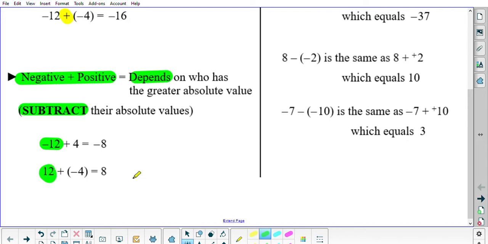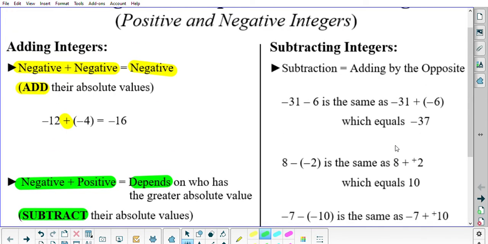It's not about which number is first. It's about which number has the bigger absolute value. If the bigger absolute value is the negative number, then the answer will be negative. If the bigger absolute value is the positive number, then the answer will be positive. Next, what about subtracting integers? I'm talking about what do we do when there is a subtraction symbol in between.